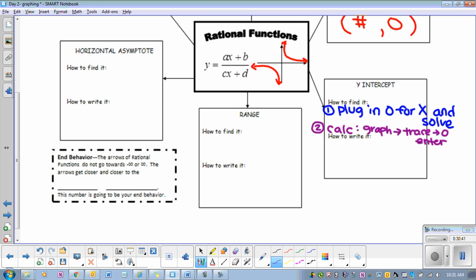Alright, so how should you write this? Write it as a y-intercept. 0, comma, and then whatever your number is. Okay?